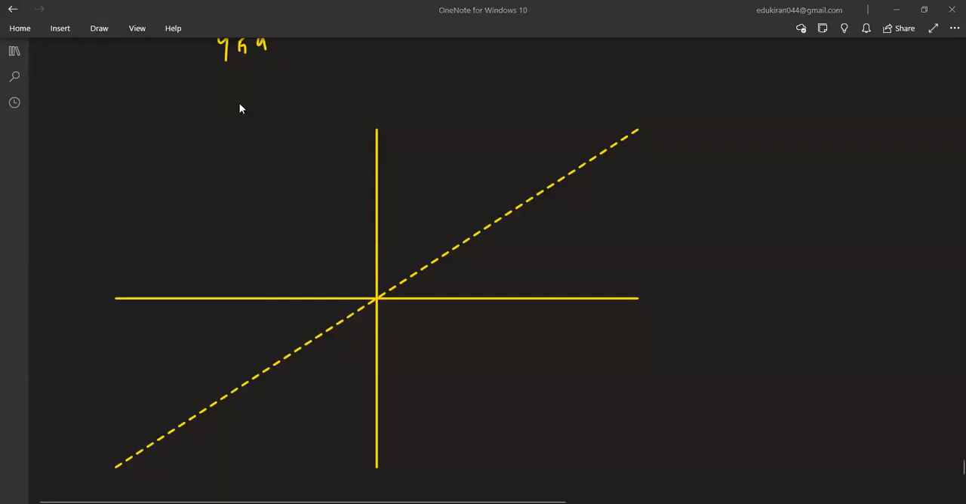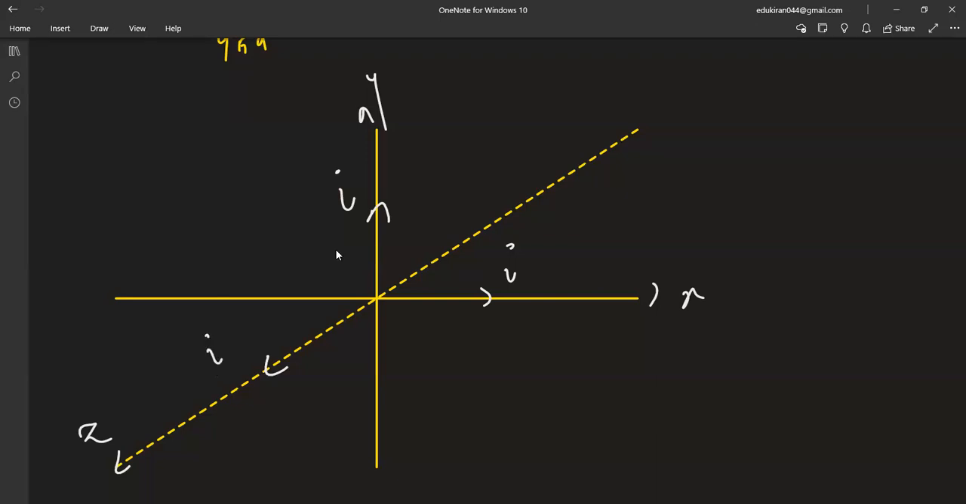These are all the axes that are given to you. This is your y-axis, this is your x-axis, and this one is the z-axis. Now I'm drawing it properly. Current I is flowing along this axis, current I is flowing along this axis, and current I is flowing along this axis. So three infinite wires are present.